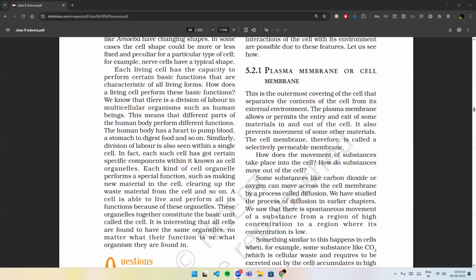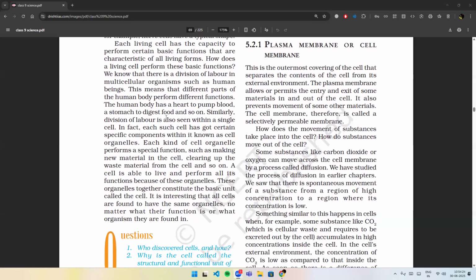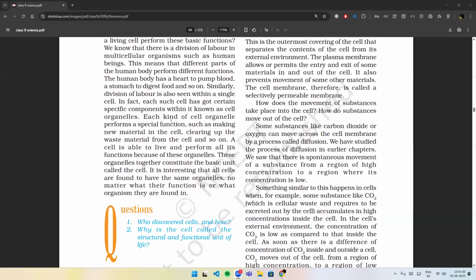How does a living cell perform these basic functions? We know that there is a division of labor in multicellular organisms such as human beings. This means that different parts of the human body perform different functions. The human body has a heart to pump blood, a stomach to digest food, and so on. Similarly, division of labor is also seen within a single cell.